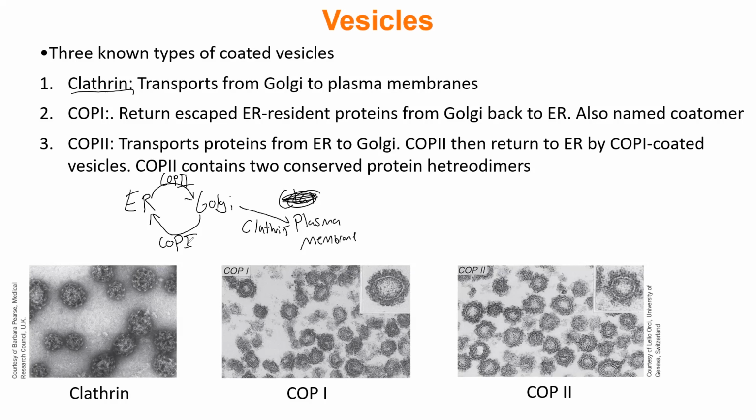And sometimes, on accident, these ER resident proteins are actually carried to the Golgi. And we don't want them in the Golgi. They're not supposed to be there. So we have a whole system, a whole vesicle protein whose job is to take these proteins that escape the ER and then transport them back to the ER. So that's what COP1 vesicles are for.